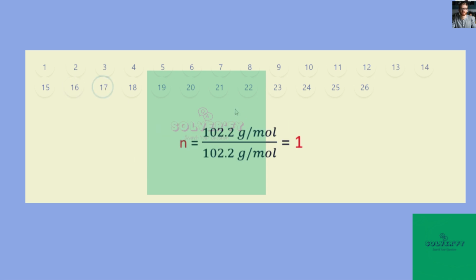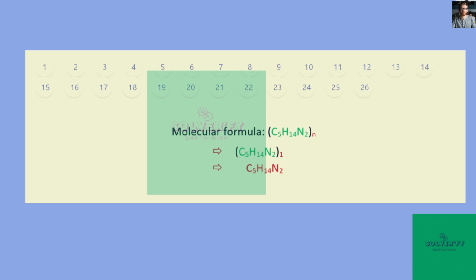Now we'll divide the molar mass of the substance by its empirical formula mass, and here again we can see that the value of N is 1. That means the molecular formula of this substance will be the same as its empirical formula. So this is the molecular formula of this substance.